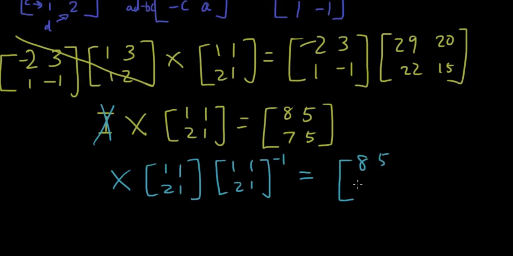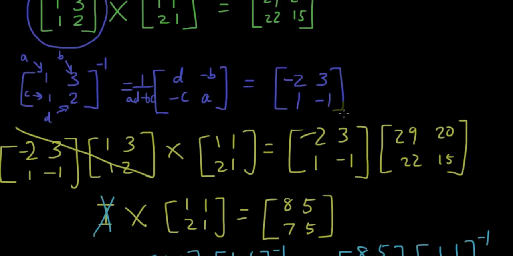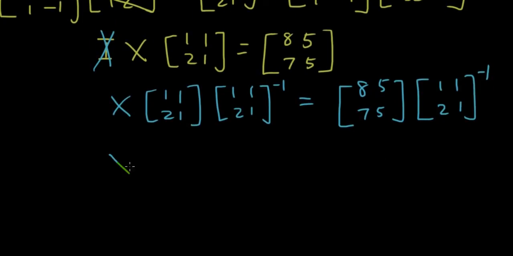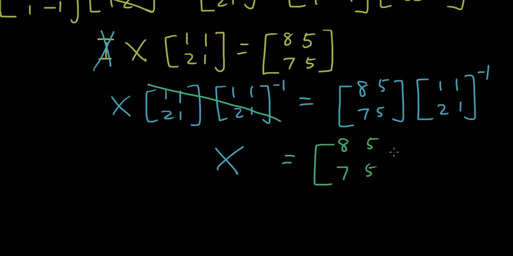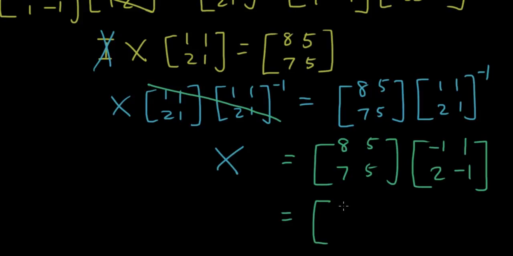Okay, so 8, 5, 7, 5 multiplied by the inverse of 1, 1, 2, 1. Now I won't show you the working out for finding the inverse. Basically it's just using this formula. So then it's equal to X, because anything multiplied by the inverse is just the identity, so we can cross that out, change it to X is equal to, and let's put 8, 5, 7, 5 multiplied by the inverse of this matrix, which is negative 1, 1, 2, negative 1. And then our answer, if you use multiplication, will be 2, 3, 3, 2.